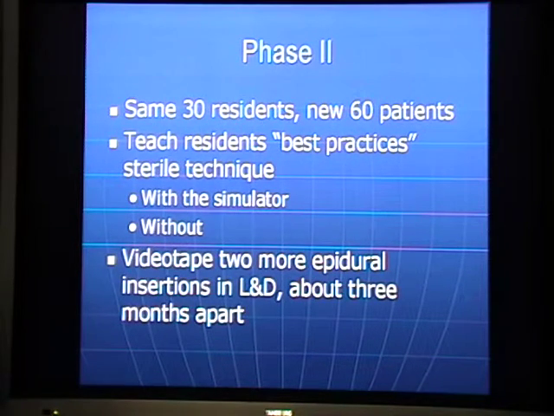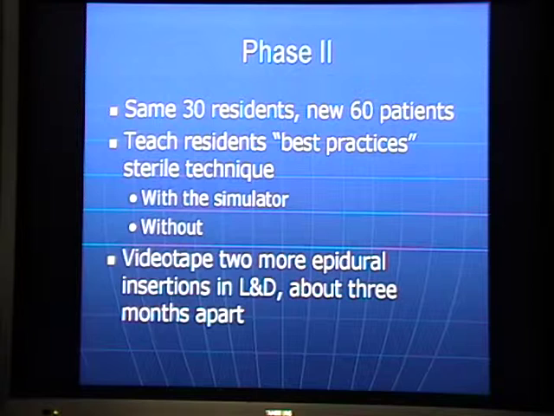In phase 2, that's when we're going to do the education part. So it's going to be the same 30 residents, and we need another 60 patients. And what we're going to do is teach residents what we like to call best practices sterile technique. The same group in Toronto that developed the 15-point checklist has also developed a teaching video for sterile technique, specifically as it applies to epidural insertion.